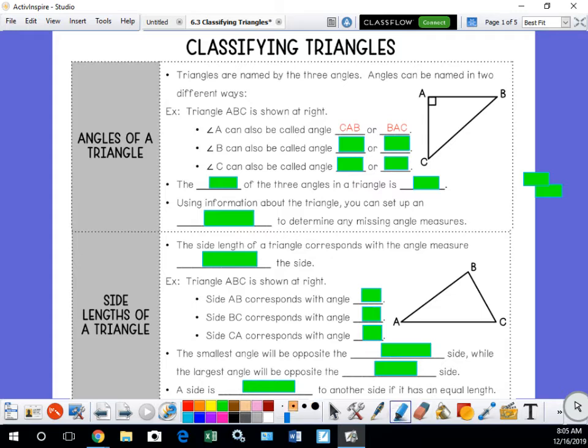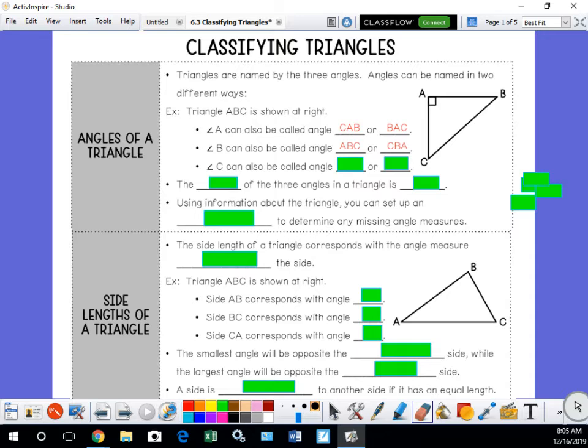Angle B would be right here, right? You could call it angle B, or you could call it angle ABC, because the B is in the middle. You're starting with A, going into B, going out to C. So your middle letter is your angle. And you could also reverse that and call it angle CBA. That would just mean you're starting at C, going into B, and going back out at A. No matter how you draw that, you still are showing the same angle.